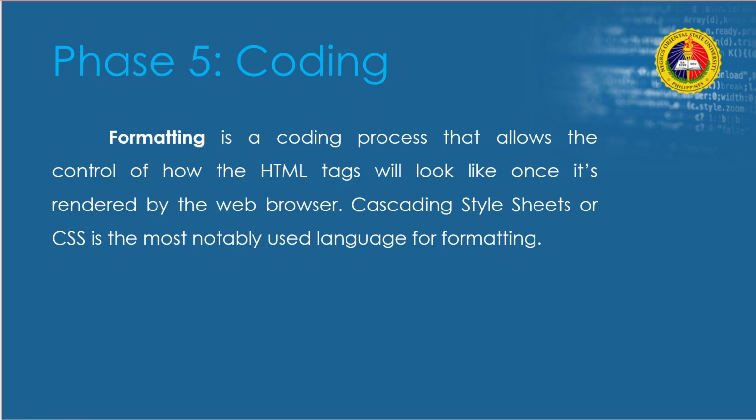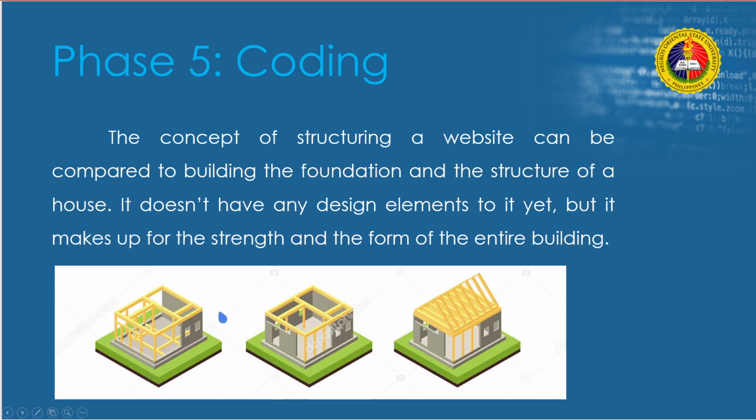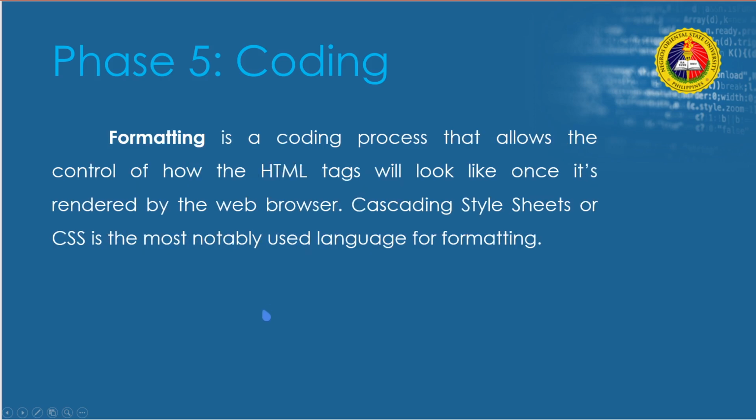Next is formatting. It is a coding process that allows control over how the HTML tags will look once it's rendered on the web browser. Cascading Style Sheet or CSS is the most notably used language for formatting. So basically, since we've already structured our website and added elements, these are called HTML tags. The next step is to control how these HTML tags will look once they are rendered on the screen.